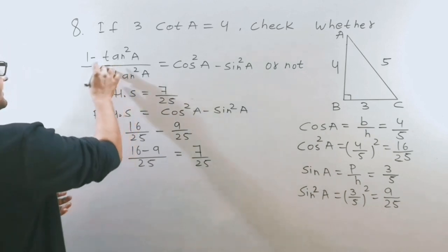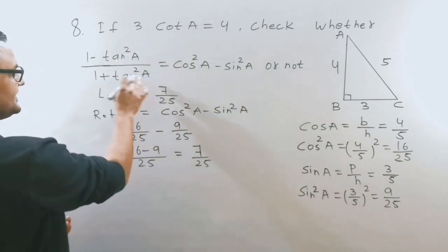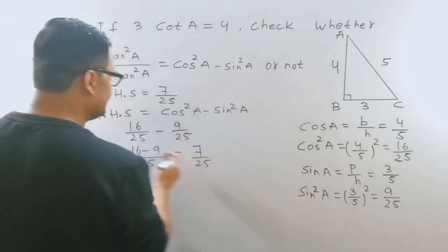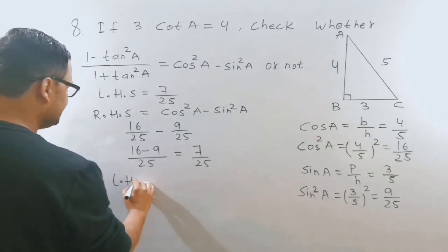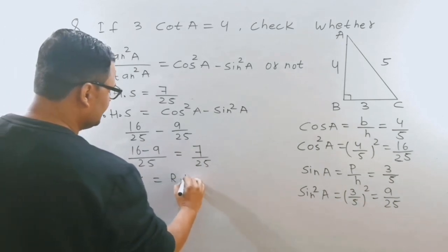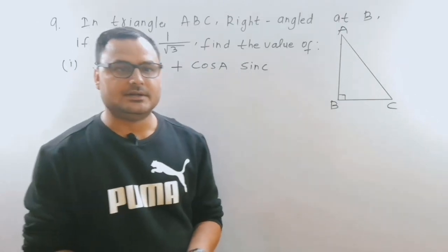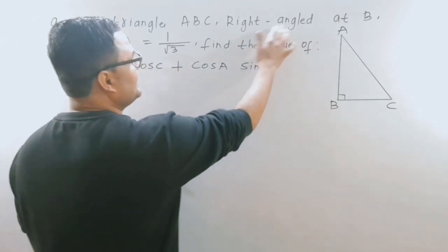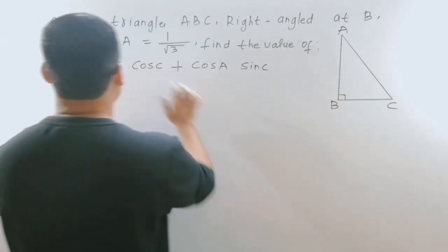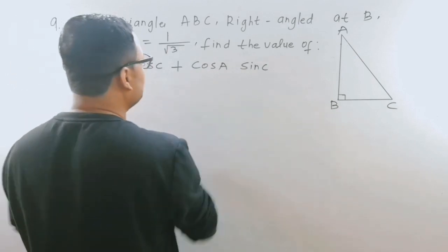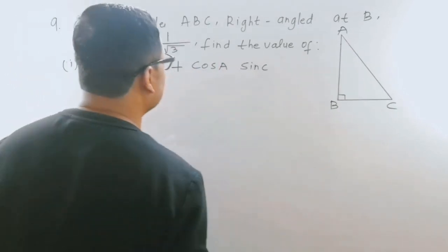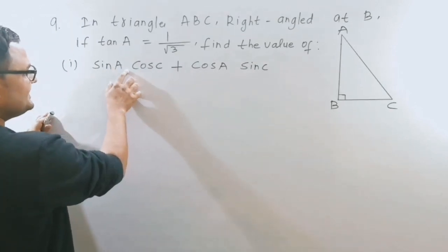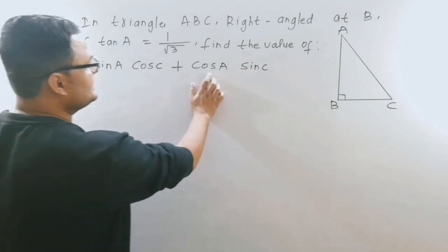It means 1 minus tan square A by 1 plus tan square A equals cos square A minus sin square A. Then yes, we can write LHS equals RHS. Proved. The next question is, in triangle ABC, right angled at B, angle B is 90. If tan A equals 1 by root 3, find the value of the ninth main first one, sin A into cos C plus cos A into sin C.